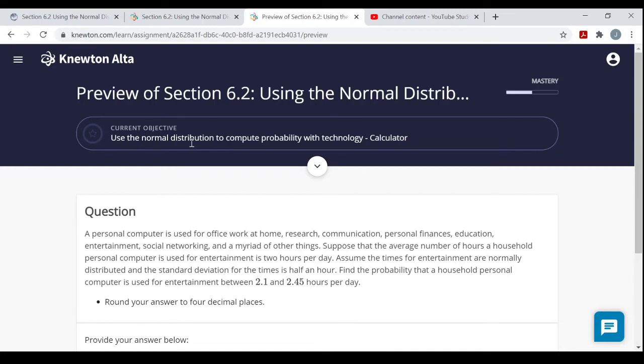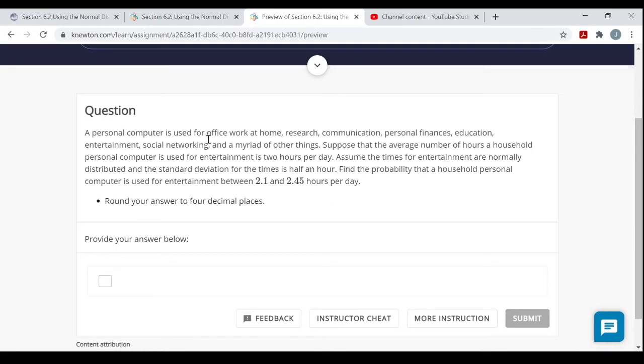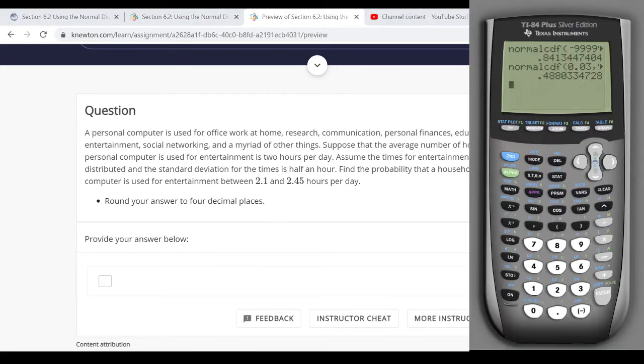So this is use the normal distribution to compute probability with technology, right? This is just like I've been showing you. Find the probability. They give you a mean, they give you a standard deviation, you just got to read it. They say find the probability that a household personal computer is used for entertainment between 2.1 and 2.45 hours per day, where this number of hours of entertainment is normally distributed with a mean of, the average number is 2, and the standard deviation is half an hour, 0.5.